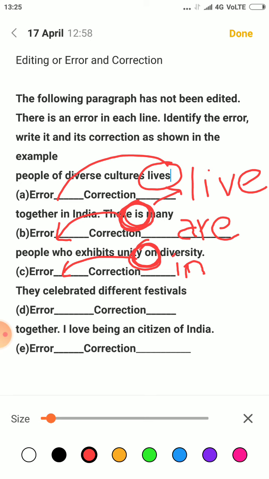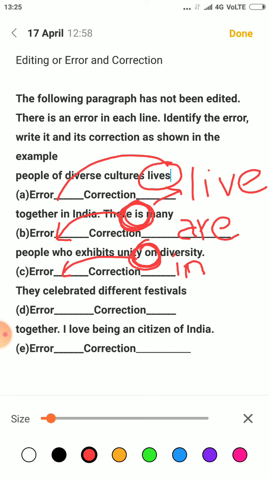People who exhibits unity on diversity. So here the preposition on is not suitable. So on becomes the error and the correction should be in. Clear?